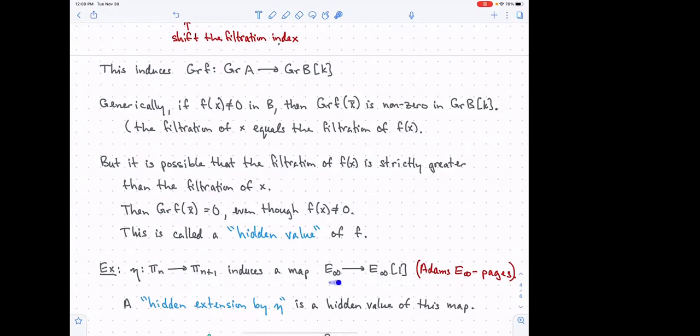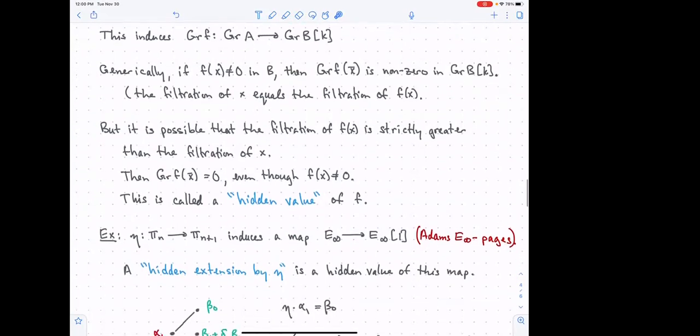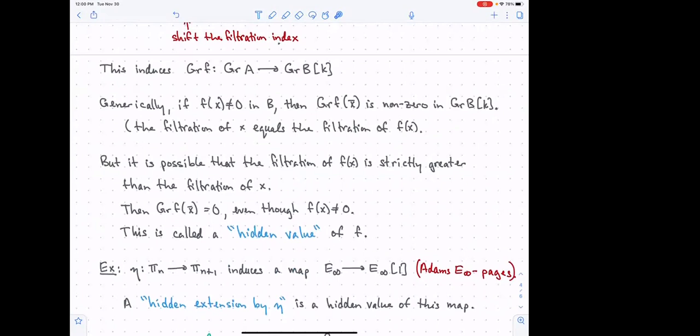Okay, so you have this map on associated graded, and when you look at the E infinity page, you read this map right off of the dots and lines, and we'll talk about that later. Maybe you want to learn something about how eta actually works. When you hear about a hidden extension by eta in the stable homotopy groups, it's precisely a hidden value of this map. There's a non-zero value here, but it's not seen at this level. At this level, it just goes to zero.